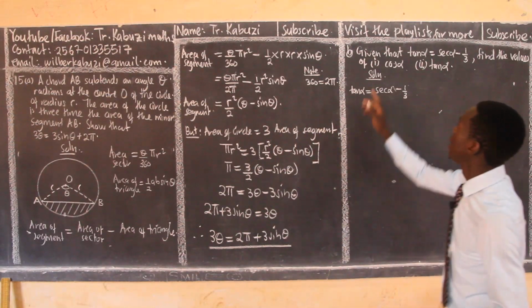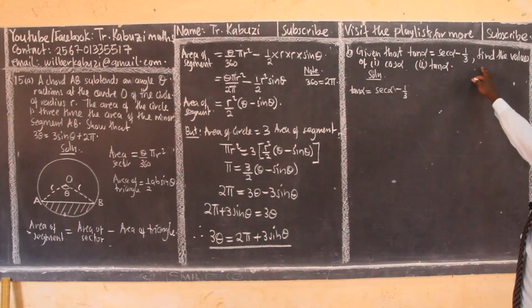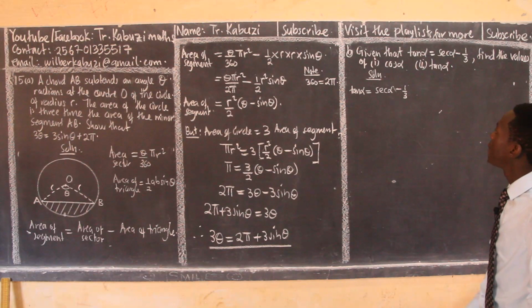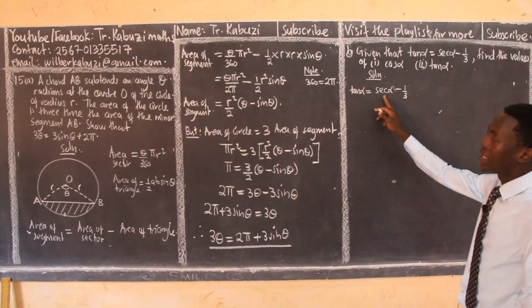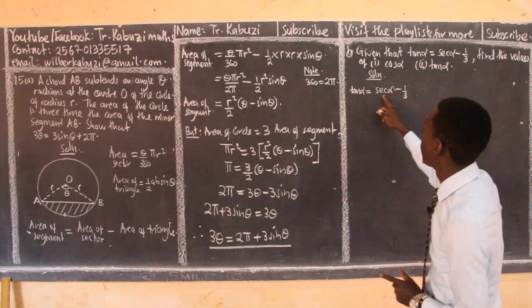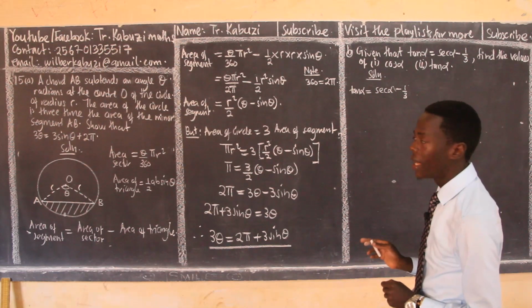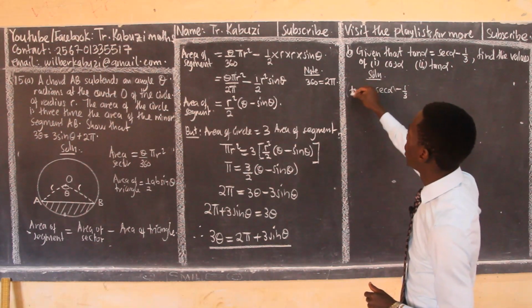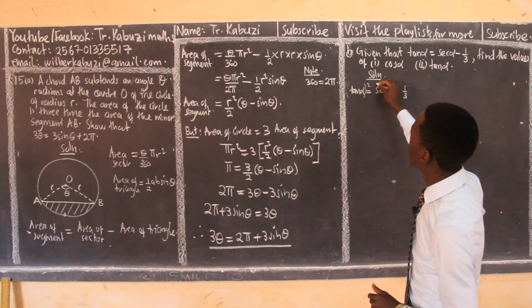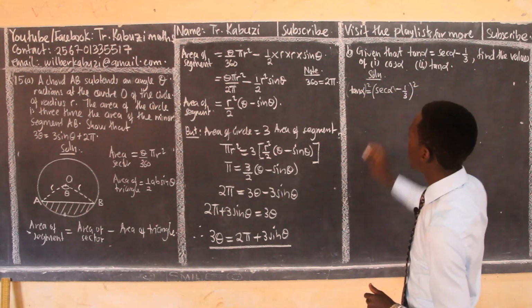Anyway, we come now to part B. Part B was saying, given that that is true, find the values of cos alpha and tan alpha. Now these two are related, but they are related with squares. So I need the squares. How do I get squares? I'm going to square both sides.